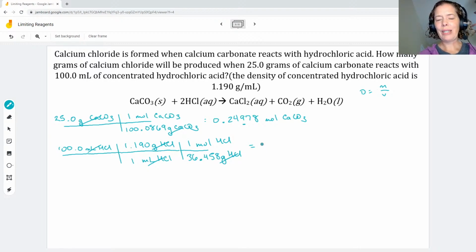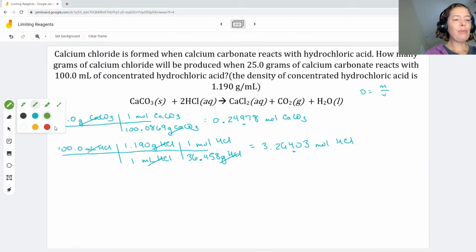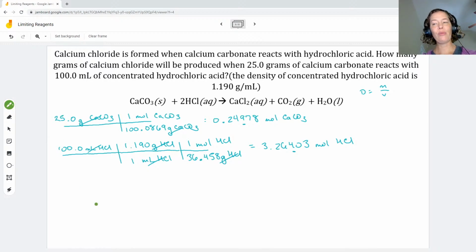Okay, so let's actually write down this number of moles. So that is 3.26403, and that is moles of hydrochloric acid. Let's mark up our sig figs. So our 100 here has 4 sig figs. That 0 is significant. My density has 1, 2, 3, 4 as well, and I have 1, 2, 3, 4, 5 in my molar mass. So I need 4 sig figs. So 1, 2, 3, 4. I'm going to round at that 4. Okay, I have my moles of my calcium carbonate and my hydrochloric acid. That's fantastic. Now it's time to run my tests to figure out which one of these reagents is limiting.